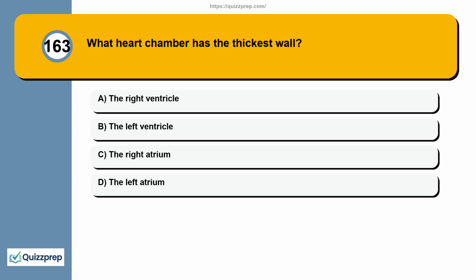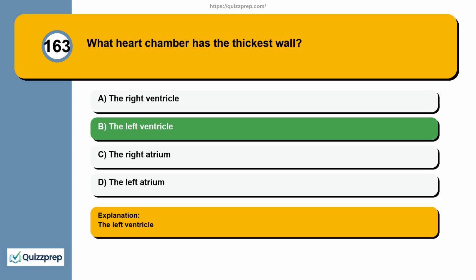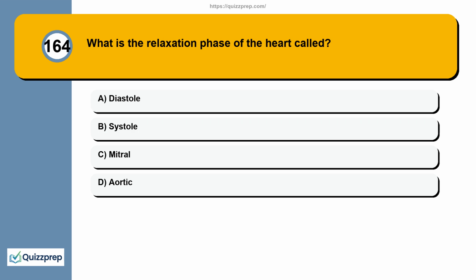Option B, the left ventricle. Option C, the right atrium. Option D, the left atrium. The correct answer is option B, the left ventricle. Question 164.